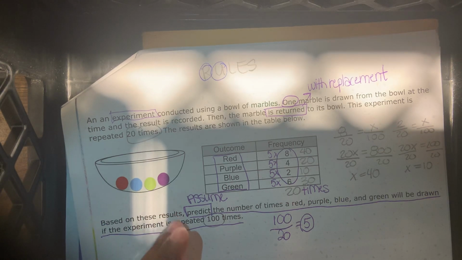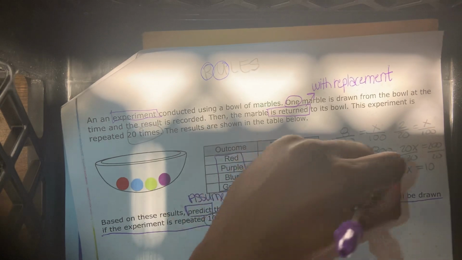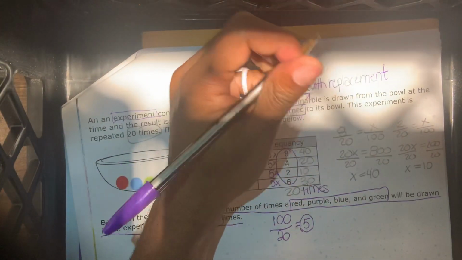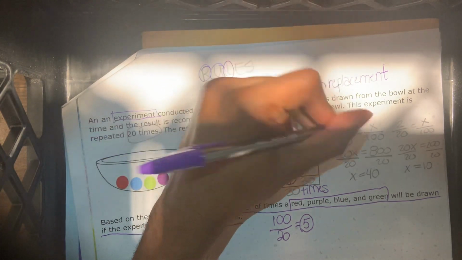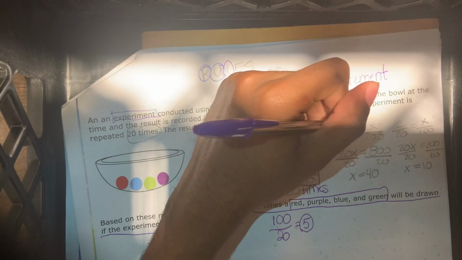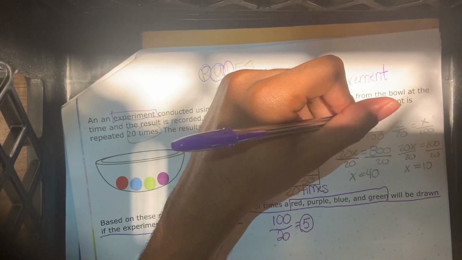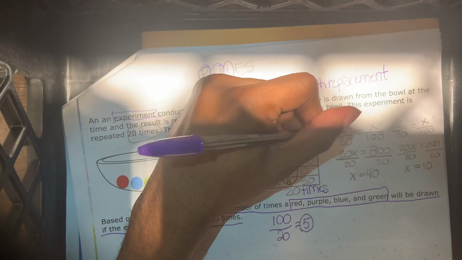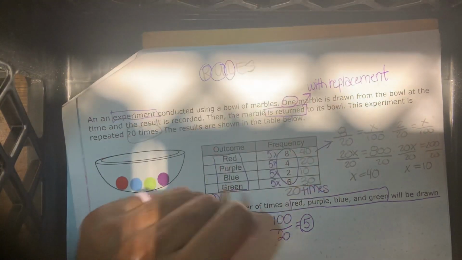So based on these results, predict the number of times a red, purple, blue, and green. These are our colors right here. We've labeled. So our evaluation process is here. Using the butterfly method, it would be 8 over 20 equal to x over 100. After we do the butterfly method, we're left with 20x equals 800. 800 divided by 20 would be 40. So we get 40 for red.